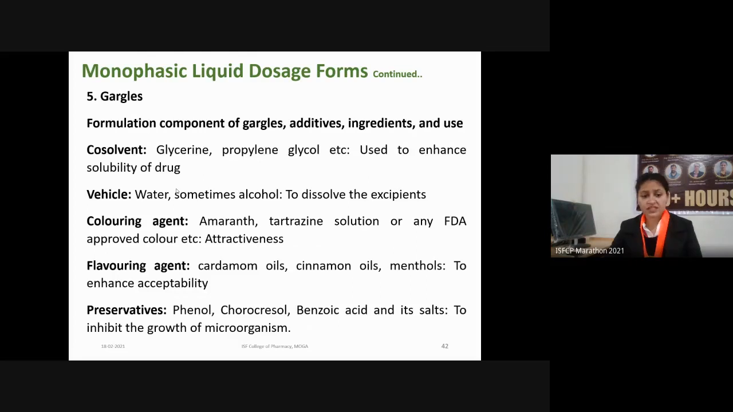Preservatives like phenol, chlorocresols, benzoic acids, and their salts can be used to inhibit the growth of microorganisms in the gargles. These are the excipients that we use in the preparation of the gargles.